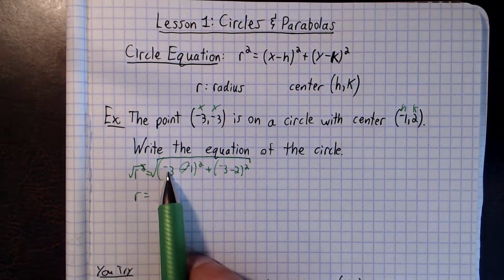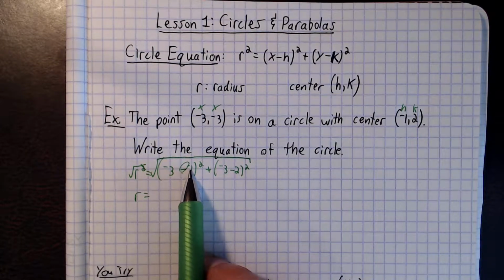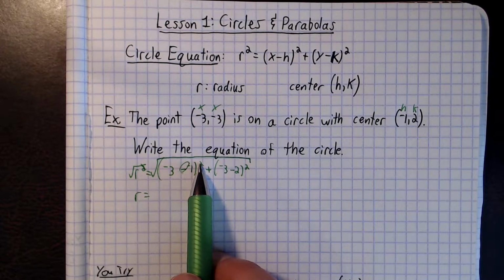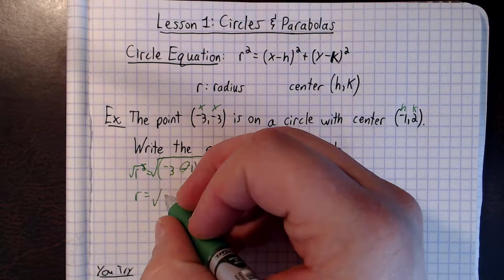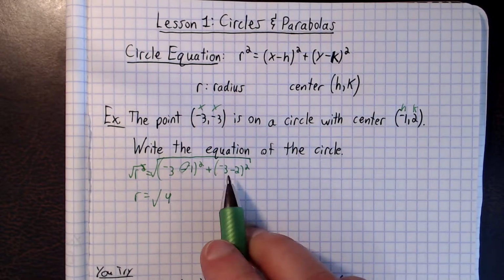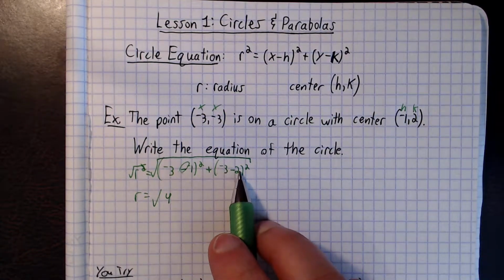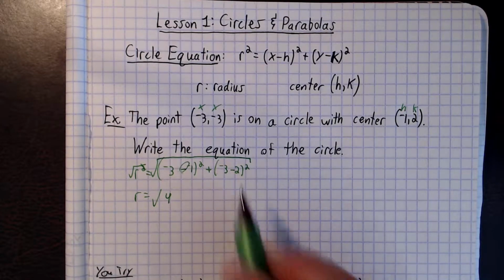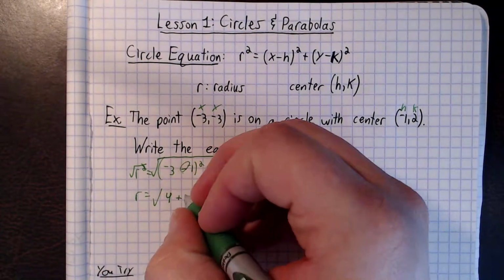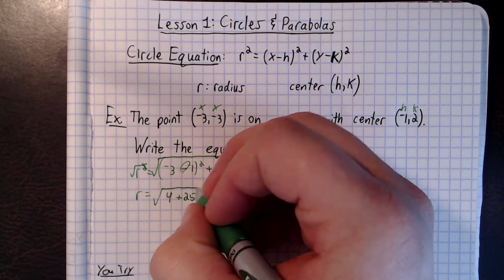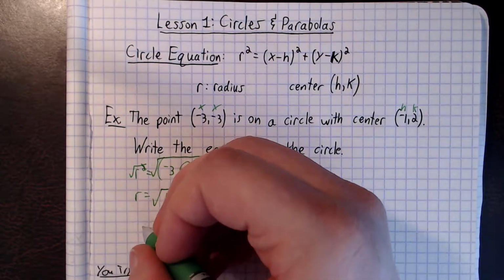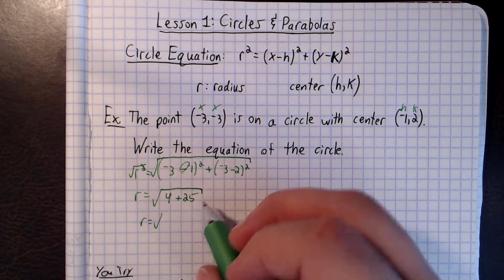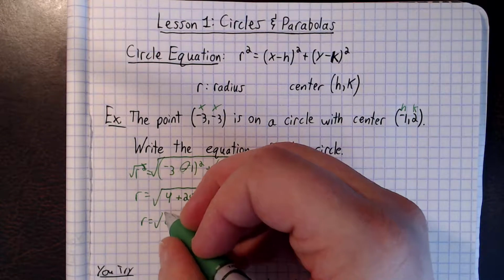Right, -3, this becomes plus 1, that's -2. We want to square that, that gives us 4. -3 minus 2 is -5, we square that, and we get 25, all under the radical. 4 and 25, it's going to give us 29.